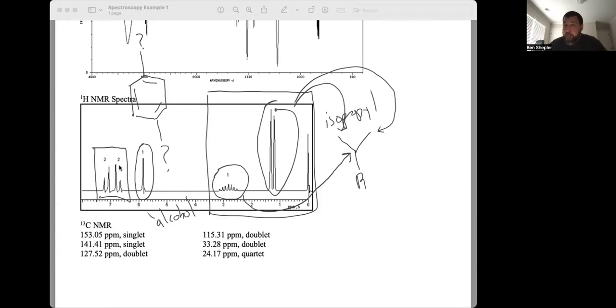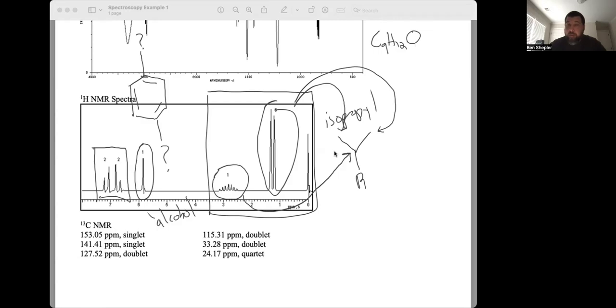So I think I've identified my pieces, right? If I think about my formula, my formula is C9H12O. So if I think about my carbons, the benzene is going to give me 6 carbons, and then the isopropyl is going to give me 3 more. So I've accounted for all 9 of my carbons. The alcohol is going to account for the oxygen.